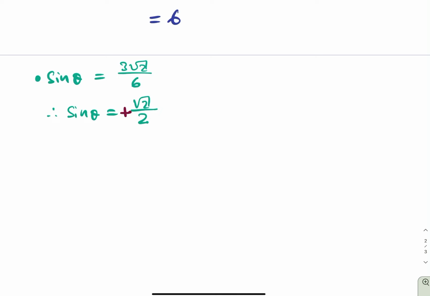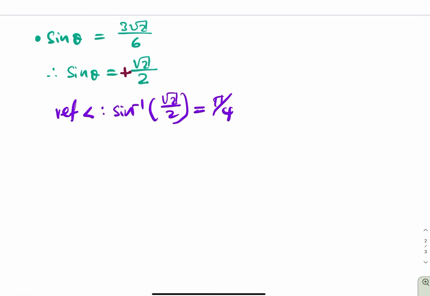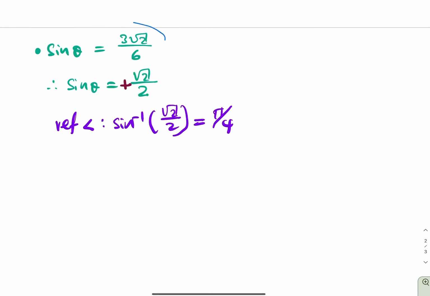So I'm going to get my reference angle now. This is going to be arc sine of the positive of root 2 over 2, and that is going to give you pi over 4. That is 45 degrees if you are working in degrees, but we work with radians, remember that. So this one is the angle in the first quadrant. You also need the one in the second quadrant where sine is positive.